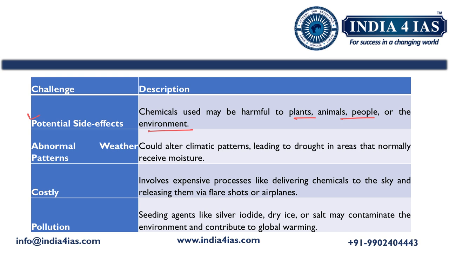The second challenge is abnormal weather patterns. Cloud seeding might ultimately change the climatic patterns on the planet. Places that receive moisture might start experiencing drought due to the artificial process of adding chemicals to the atmosphere to stimulate the rain. Then the third challenge is that it is a costly process as it involves expensive steps like delivering chemicals into the sky and releasing them via flare shots or airplanes.